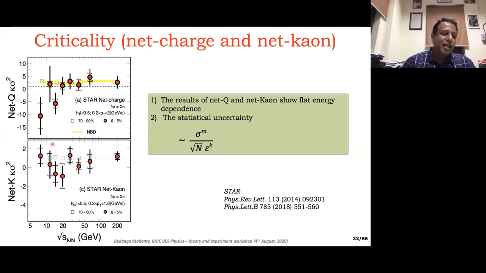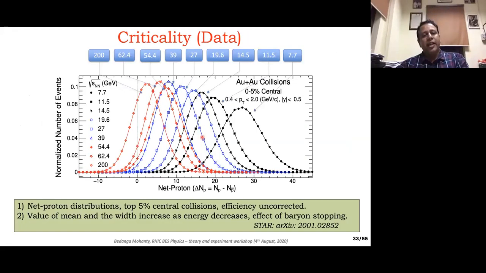The statistical errors are especially large for net charge, then to a lesser degree for net kaons, and to a lesser degree still for net protons, because they depend on three aspects of the net particle distribution: the width of the net particle distribution, m the order of the moment, the event statistics given by n, and also the efficiency of detecting the particles. All these decide the statistical uncertainties, and that turns out to be large for net charge as the widths are larger. Now let me go to the net proton results.